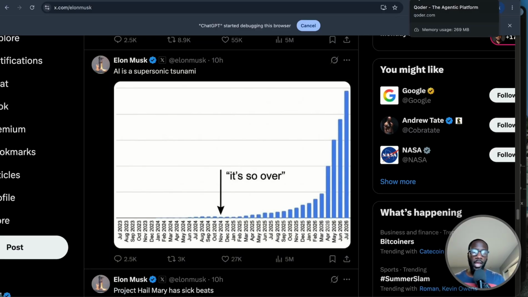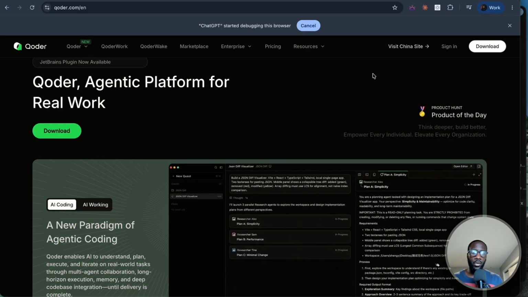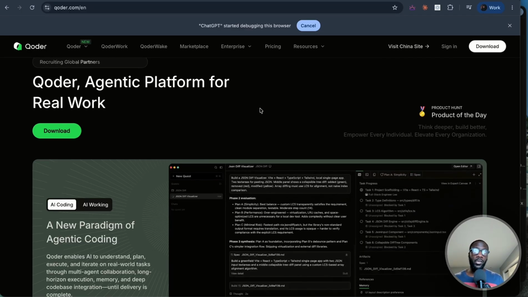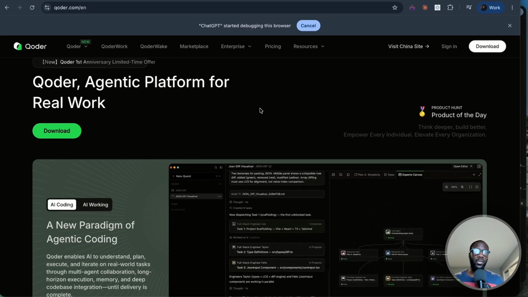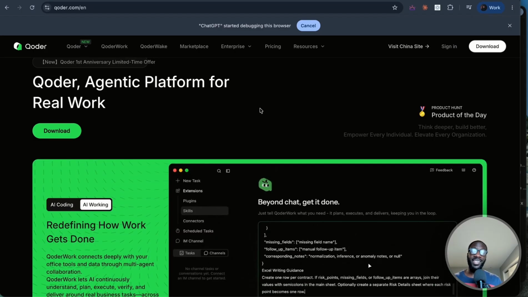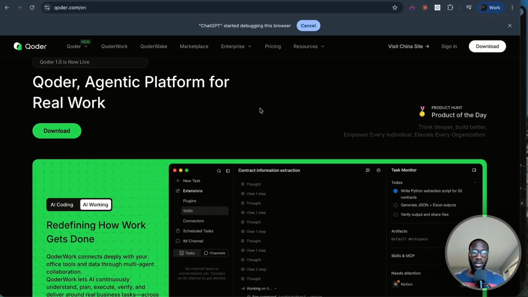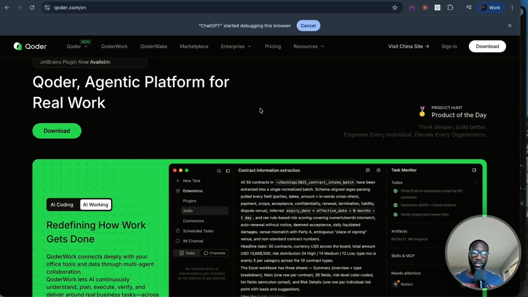If you want to try out Qwen 3.8, you can download the Coder platform. It's an agentic platform for real work. Qwen was actually noted to run for several days. I think they said 16 days, and that's pretty impressive. More than even the US frontier models have been able to do.